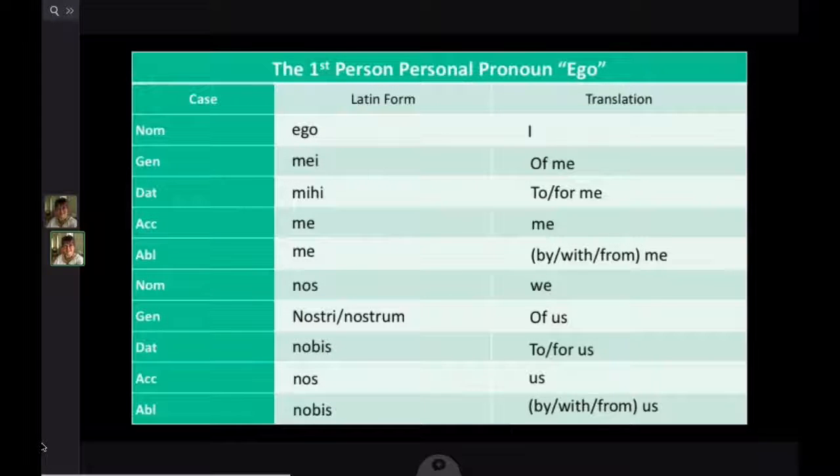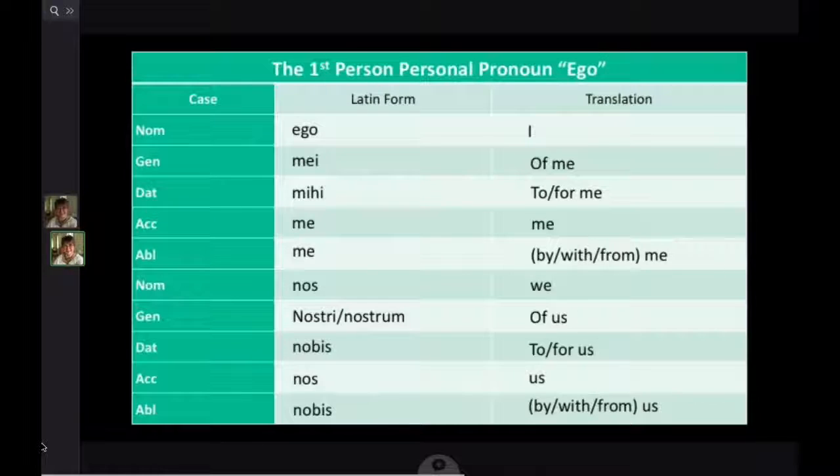Ego, mei, mihi, me, nos, nostri or nostrum, nobis, nos, nobis.